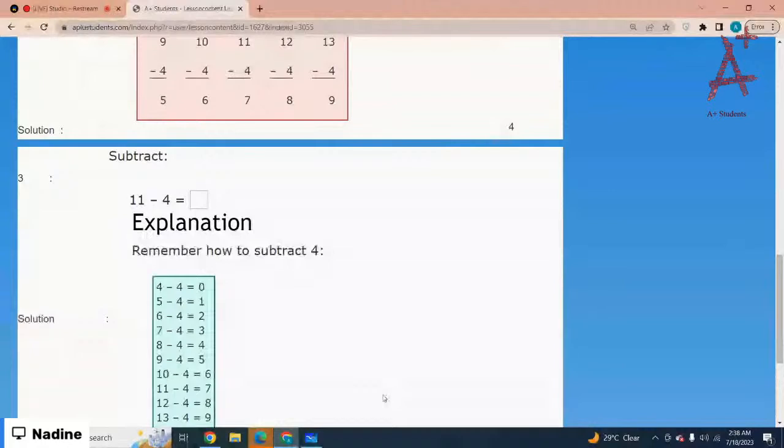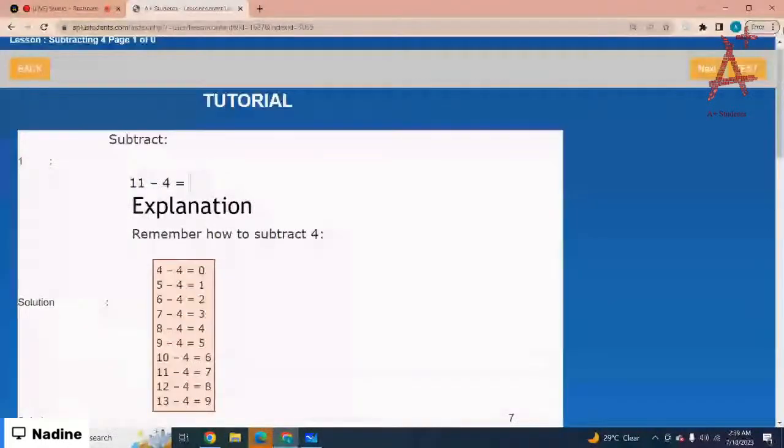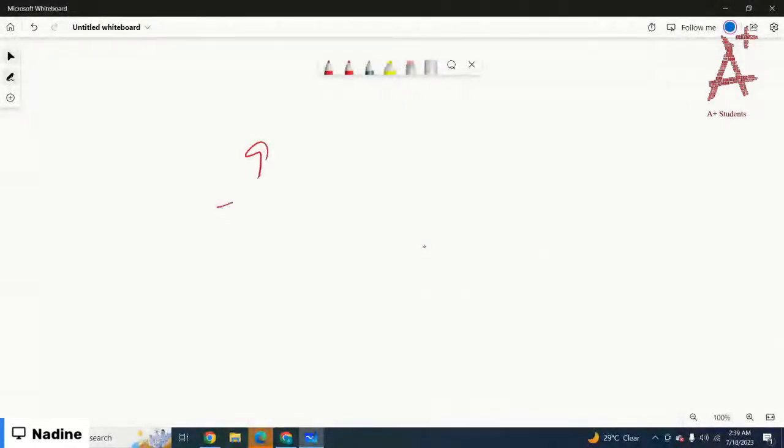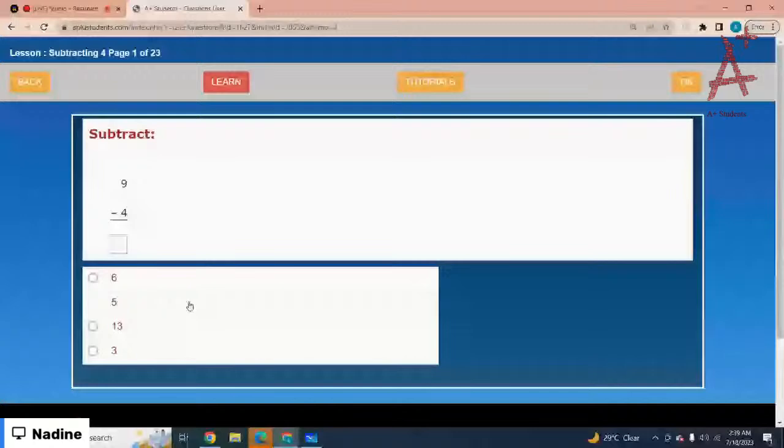Okay, let's just start with the practice questions. The first one is 9 take away 4. So you can just make 9 lines, 1, 2, 3, 4, 5, 6, 7, 8, 9. Remove 4 of them. You can count the rest of the lines. They are 1, 2, 3, 4, 5. So 9 take away 4 is 5. Also, when you're subtracting 4, you have to go back 4 numbers. So 9 take away 4 is 5.